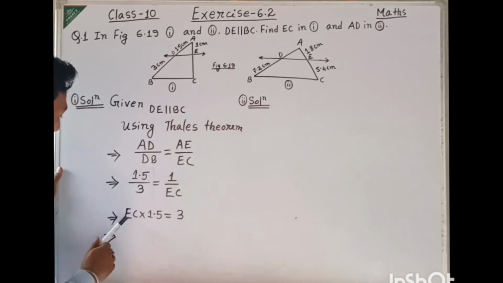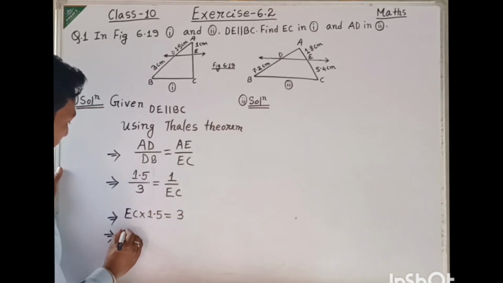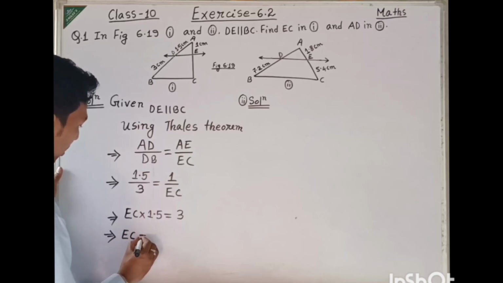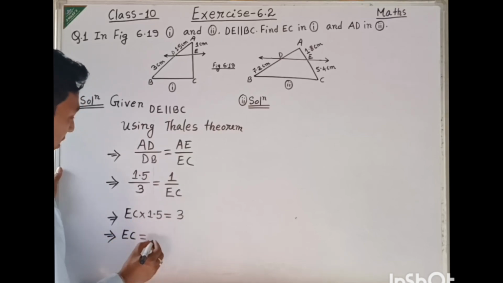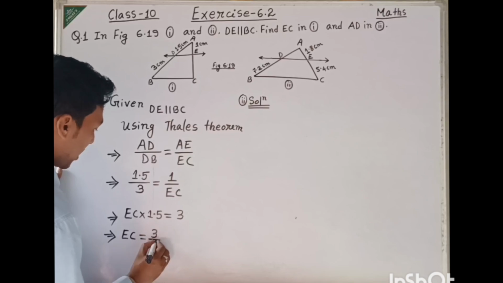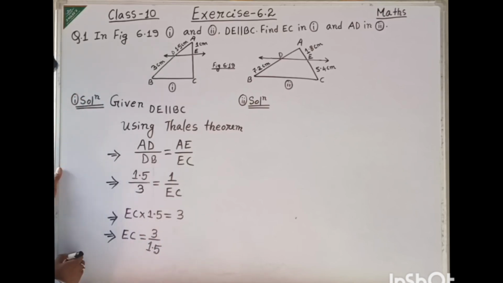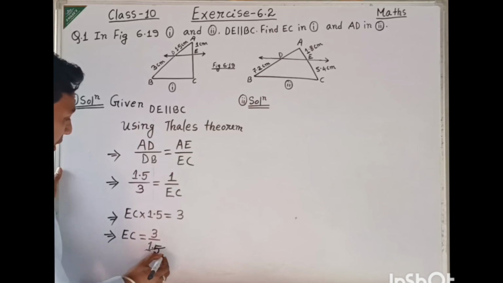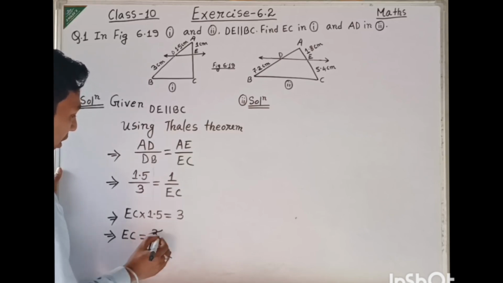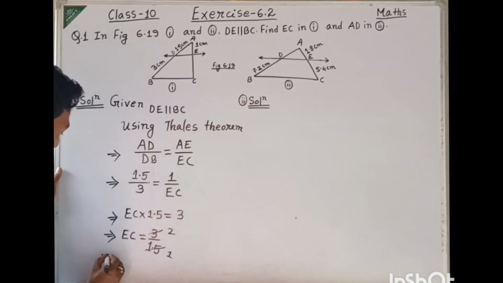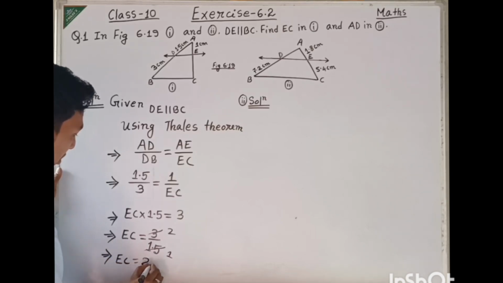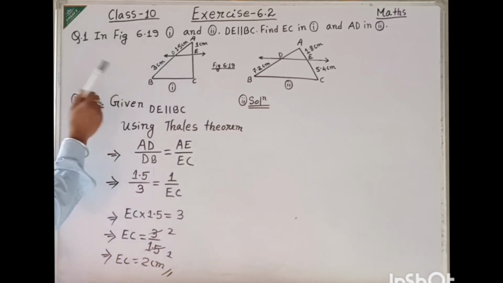So I need the value of EC, so keep EC as it is, equal to, and you take 1.5 to the right side. When you take 1.5 to the right side it will become divide. Now 1.5 times 1 is 1.5, 1.5 times 2 is 3. So value of EC equals 2 centimeter. This is the answer for figure 1. Value of EC equals 2 centimeter.